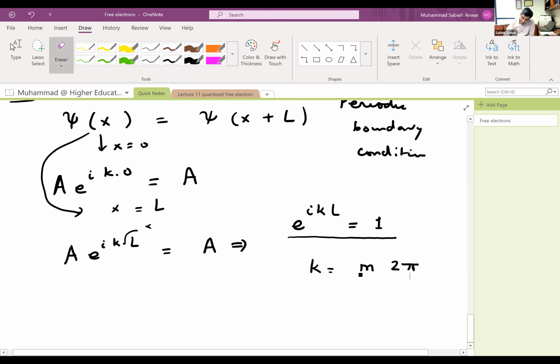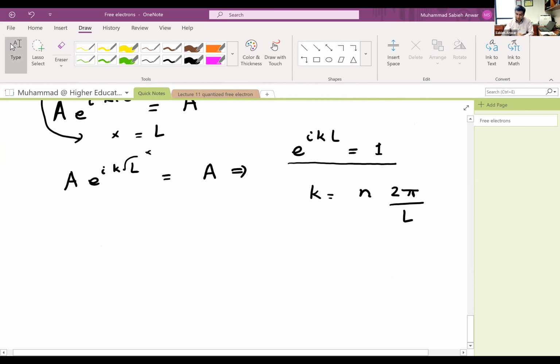Let's denote this by n, some multiple of 2 pi over L. When this is true, this means that my K has now become quantized. So my K can take up values 0, plus minus 2 pi over L, plus minus 2 into 2 pi over L, and so on.